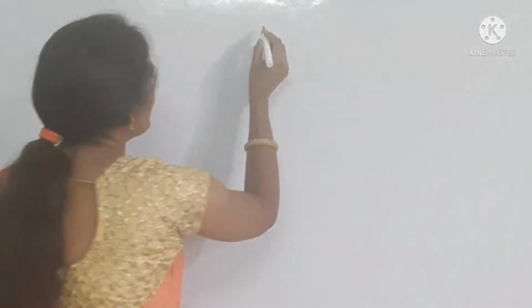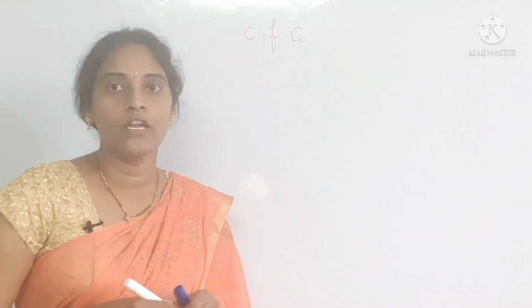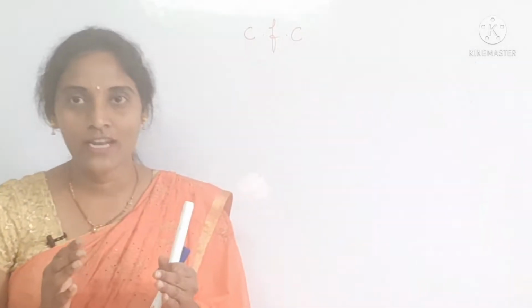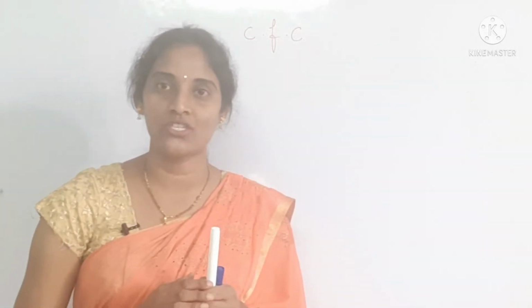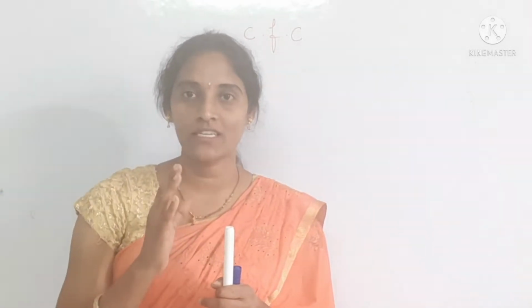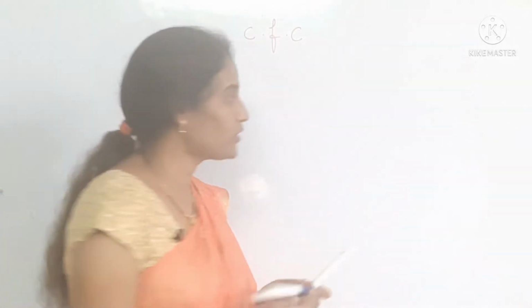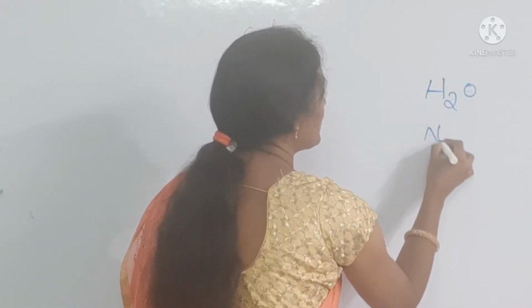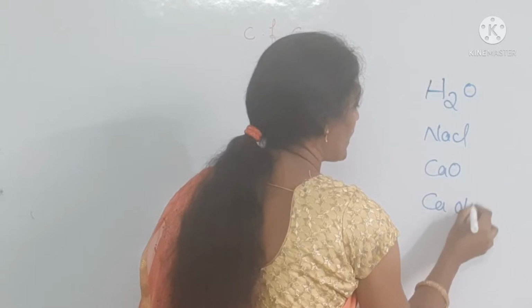Coming to our topic, the chemical formula of a compound. The chemical formula of a compound is nothing but the symbolic representation of its composition, students. What is composition? Composition is nothing but the constituent particles present in that compound. Suppose you take examples here: water, NaCl, CaO, and Ca(OH)2.